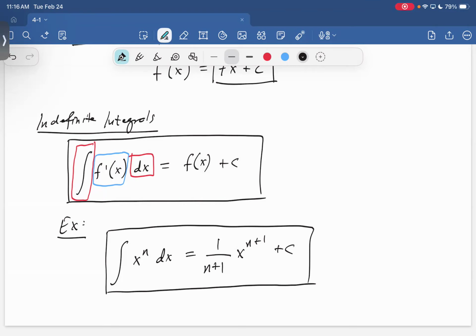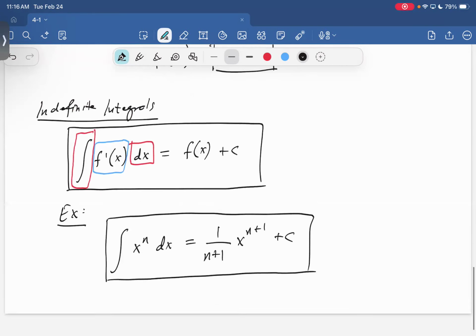Vincent? Dx doesn't mean derivative. You'll see later. Today we don't have enough information to talk about dx yet, but you must have it. Okay. Let me do one more example.